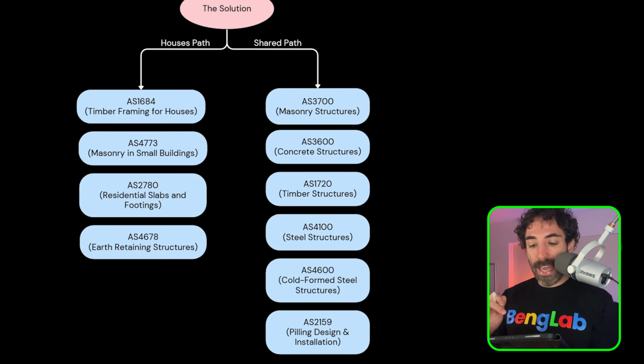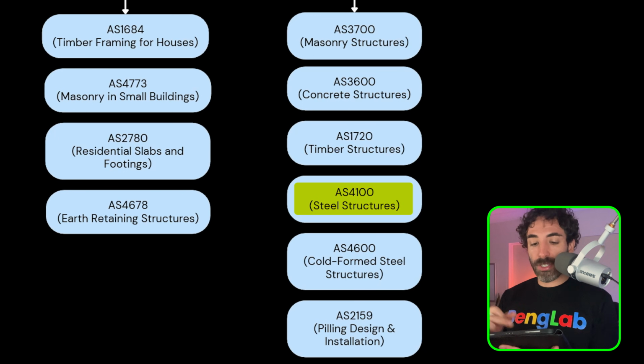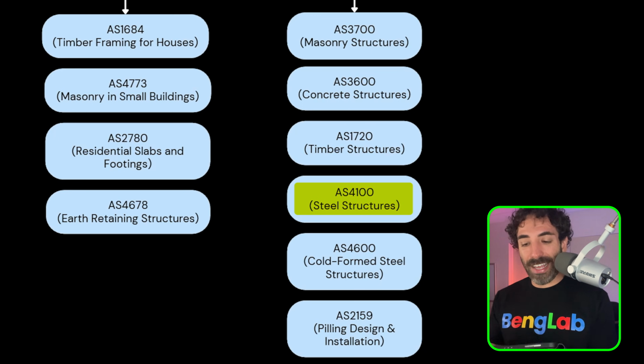But then what happens when the client wants a giant open plan living room, or maybe a double garage door, or the client wants massive spans? A timber beam might not do the job. And this is where we need a different material. And this links us directly to AS 4100 steel structures. We will use AS 4100 along with some design capacity tables to design steel structures.